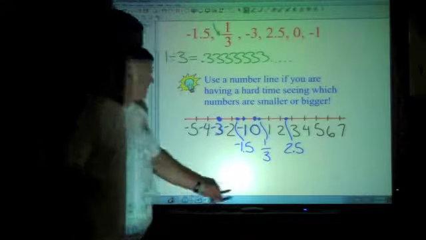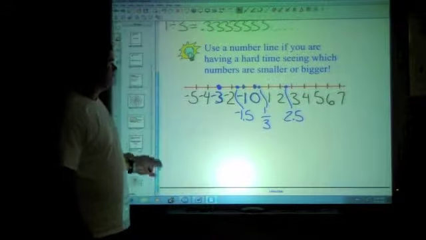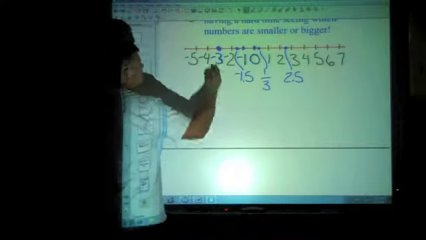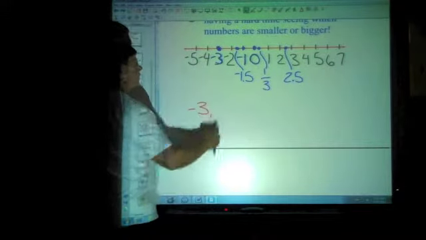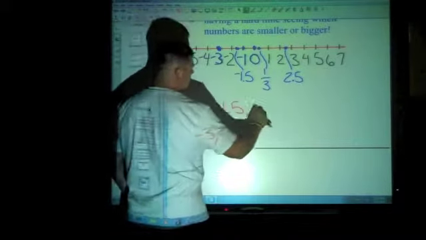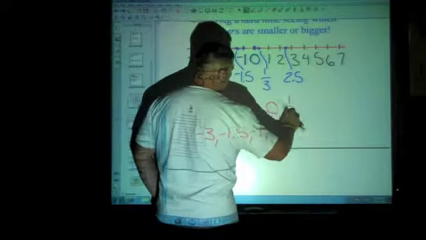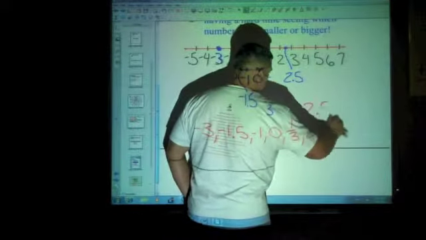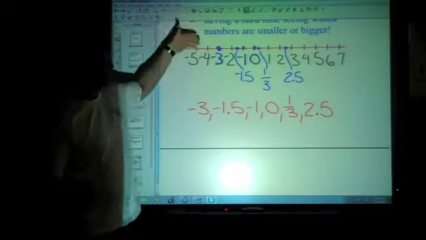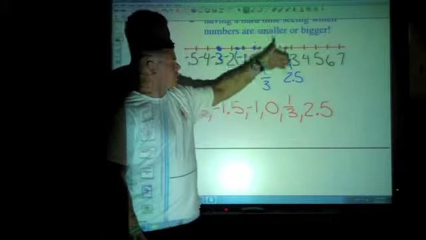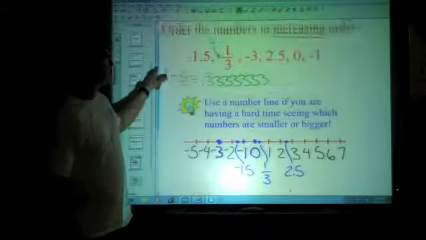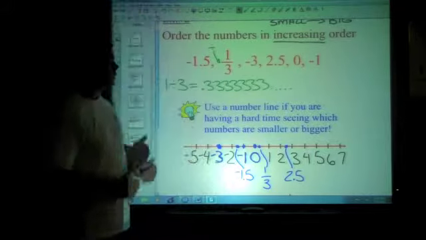Now, I can see all the dots, and I can determine their order very easily now. The smallest value is -3. The next smallest value is -1.5. I'm sorry, the next biggest number is -1, followed by 0, then 1/3, and then 2.5. And the only way I can figure that out is if I put them on the number line and see how they relate to each other. Remember, the number that's farthest to the left is the smallest, the number that's farthest to the right is the biggest. So I have now completed the order from smallest to biggest, increasing order, getting bigger.